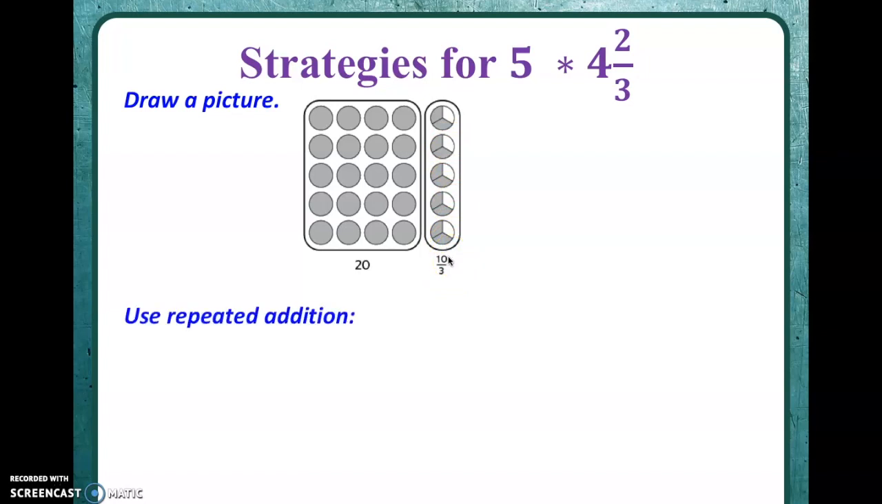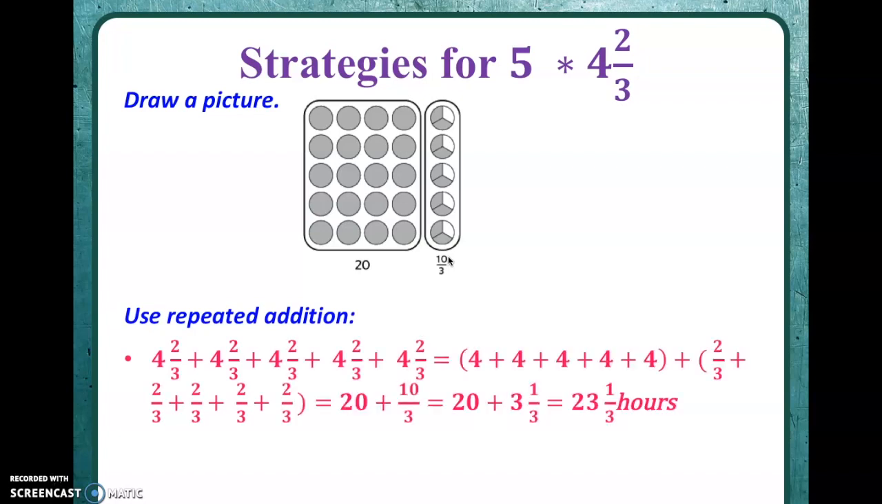Now, if you used repeated addition, you would do 4 2/3 5 times. So you would add all of the 4's up, and then you would add all of the 2/3 up. So you would get the same answer as 20 10/3. Now what they did is they said, well, 20 10/3 does not look right. So they said 10/3 is the same thing as 3 1/3. So my final answer, if I simplified it, would be 23 1/3 hours.